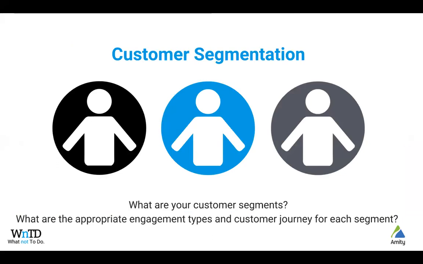You want to look at what your customer segments are and what the appropriate engagement types and customer journey are for each segment. If you don't have customer segmentation in place in your organization, hopefully you do, but this is something that you can do as a CSM with your assigned portfolio or as a CS leader. Some tips for looking at this: look at what commonalities your customer base has. Are there common industries? Are there common needs or use cases? What are the priority levels of your customers?